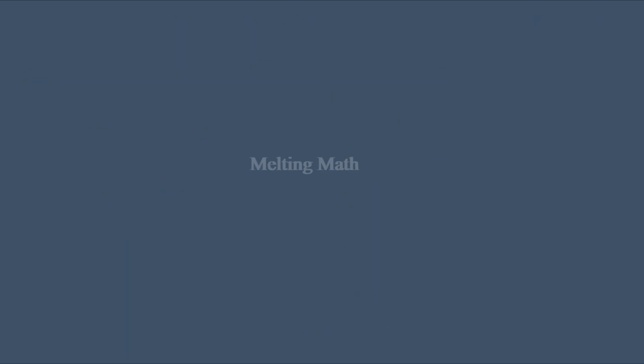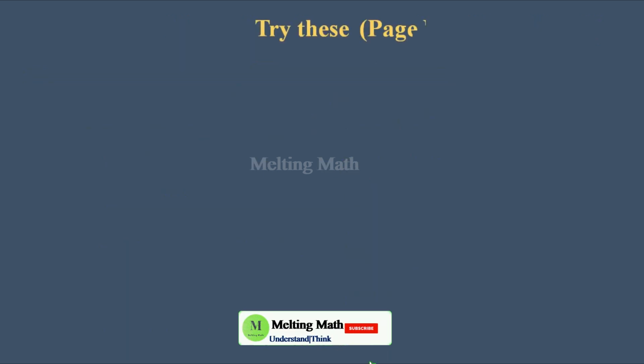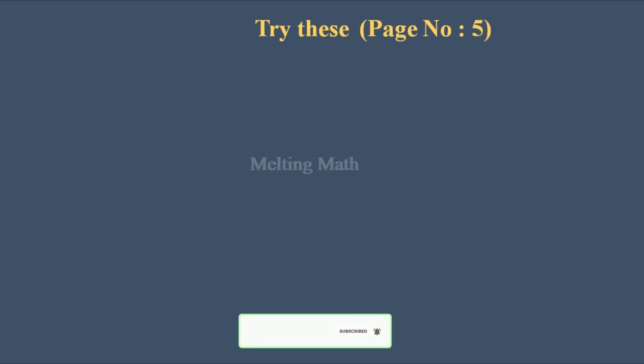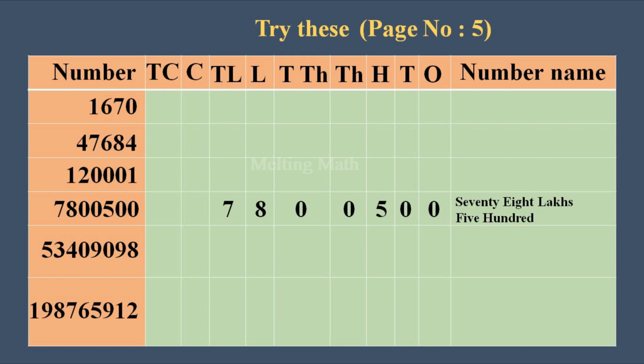Next, try this, which is in page number 5 of your textbook. Okay, so let's see this column. We already discussed it in the introduction video itself. Okay, these are the place values. Here they gave one as an example, that is 7800500. So we know definitely the last digit of the number comes under the ones place. Next digit 0 is in tens. Next 5 is in the hundreds. Next 0 is in thousands place. Next 0 is in 10,000s. Next 8 in lakhs. Next 7 is in 10 lakh.